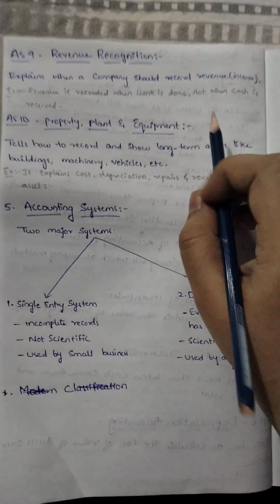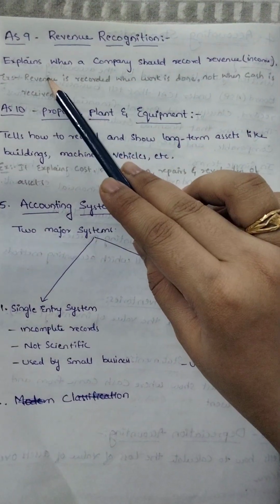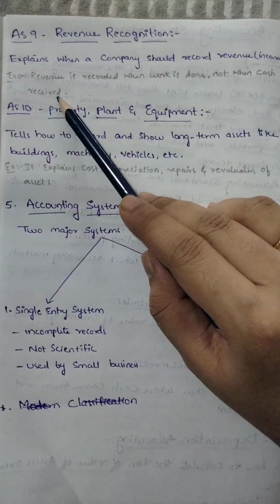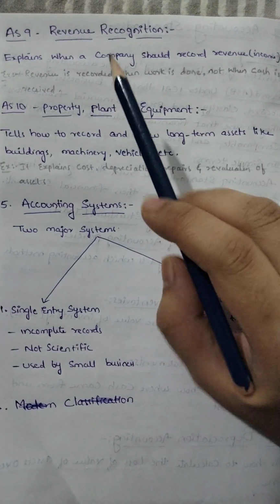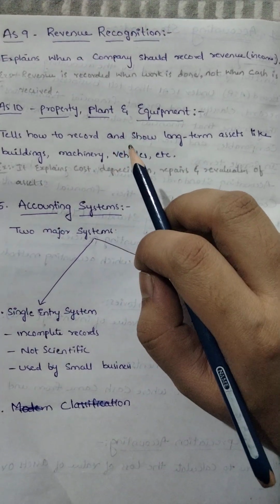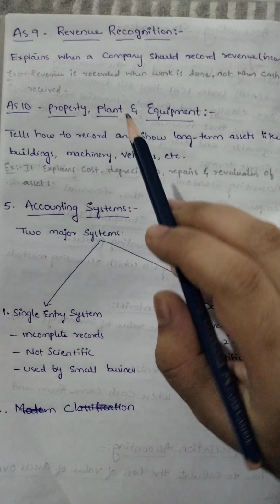And the next one is revenue recognition. It explains when a company should record revenue. For example, revenue is recorded when work is done, not when cash is received. Okay, so it's called revenue recognition.